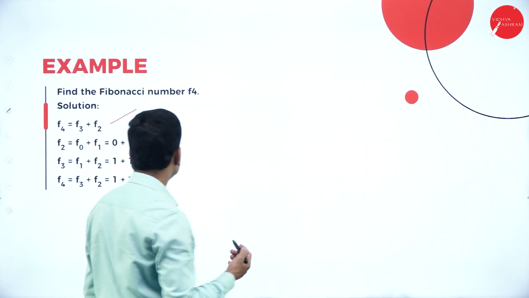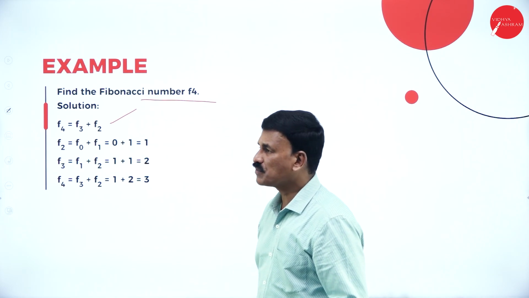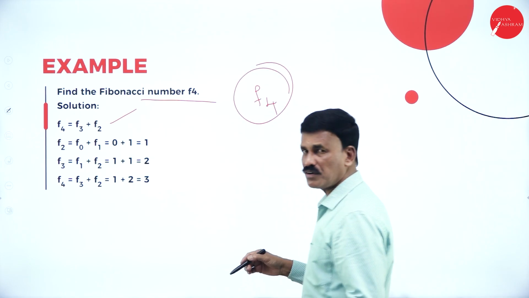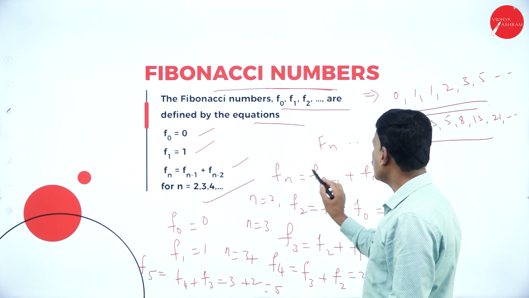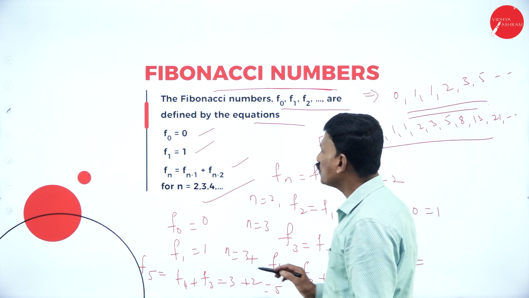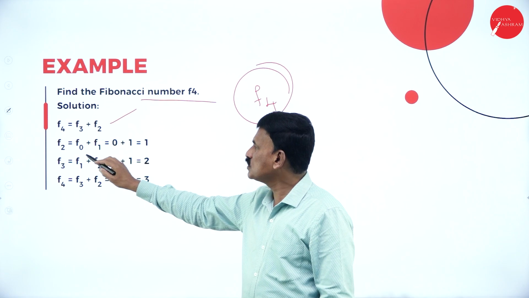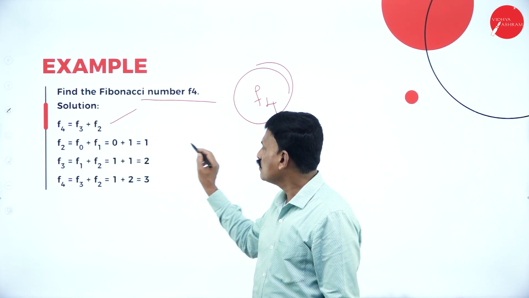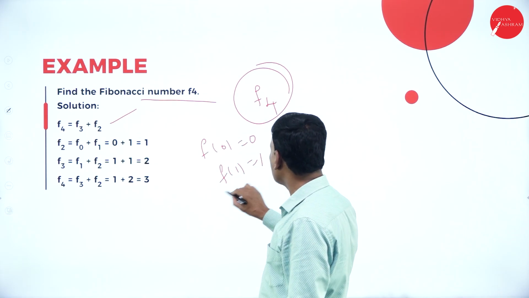That's it. Okay. Let us take an example. Find the Fibonacci number F4. Actually, already we have defined here the Fibonacci number F4. So F1, F2, F3, F4, what we got up to F4 is 2. So therefore the Fibonacci number F4 is equal to F3 plus F2. F2 is equal to F0 plus F1, that is 0 plus 1 is 1, because f of 0 is equal to 0 and f of 1 is always equal to 1.